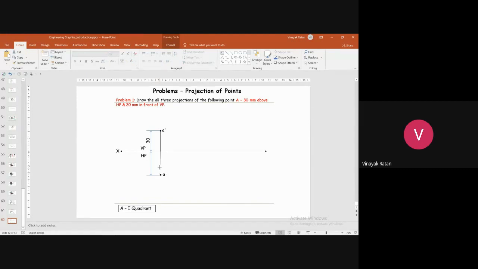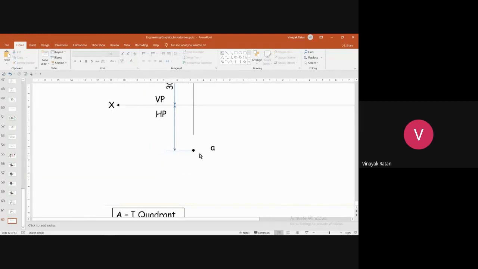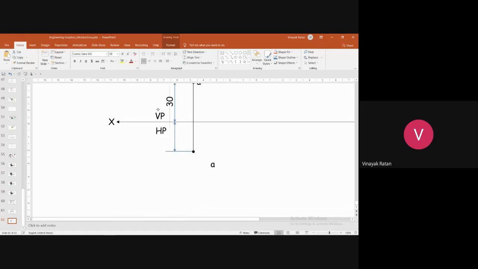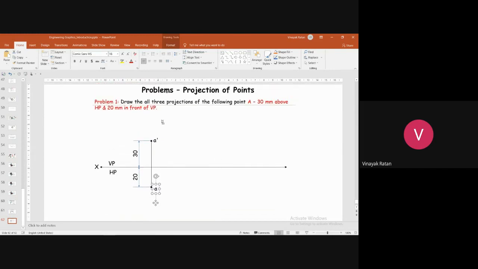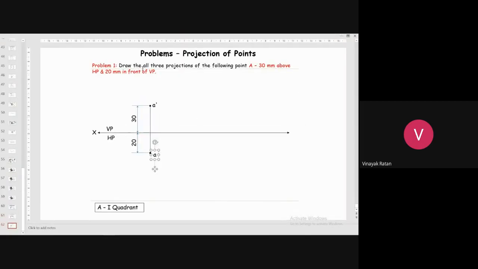Let me just shorten this line. Point is here. I'll tell you how to draw the side view. So this you can easily draw. Let me just move these two here a little. This is 20. As I told you, we'll only consider the first quadrant. Draw all the three projections of the following point, which is 30 mm above HP and 20 mm in front of vertical plane.